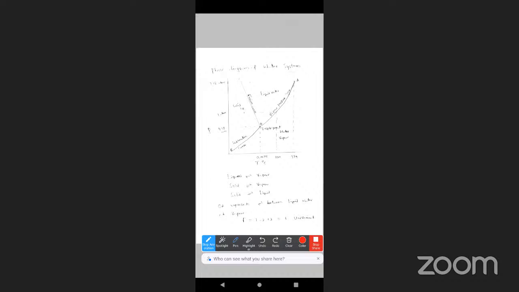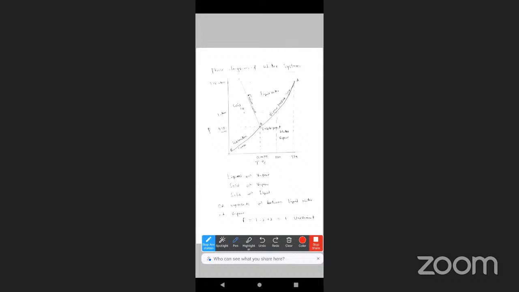Now look at this, for water at 1 atmosphere, the temperature is 100 degrees Celsius. And at 218 atmospheres, the temperature is 374 degrees Celsius.